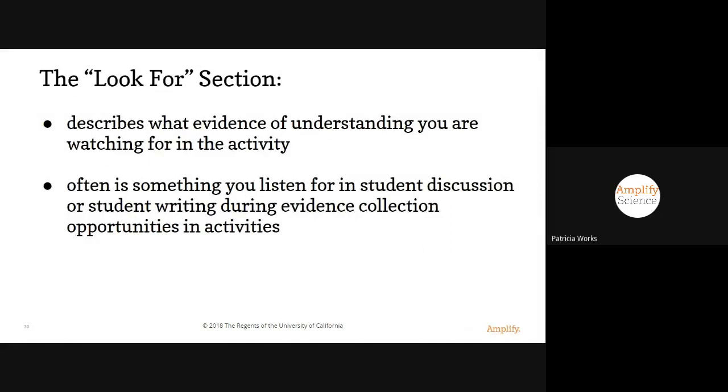The Look For section describes what evidence of understanding you're watching for in the activity, and it's often something that you listen for in student discussion or student writing during evidence collection opportunities.